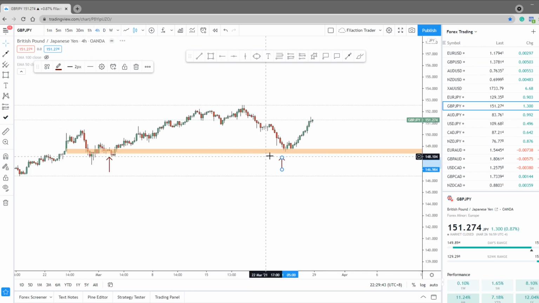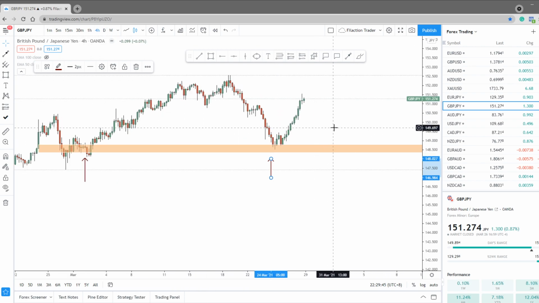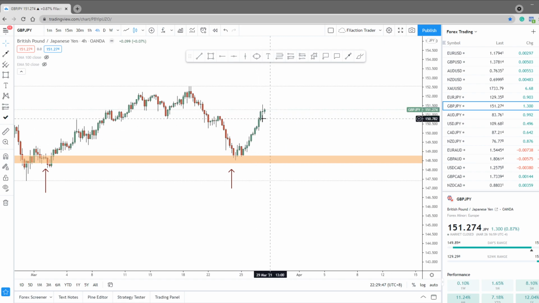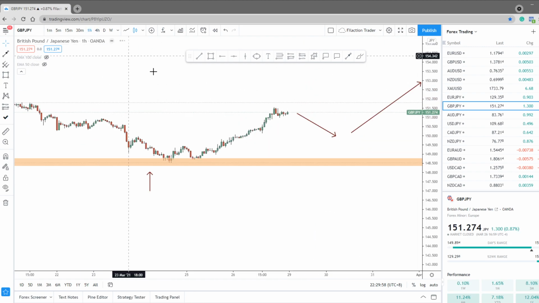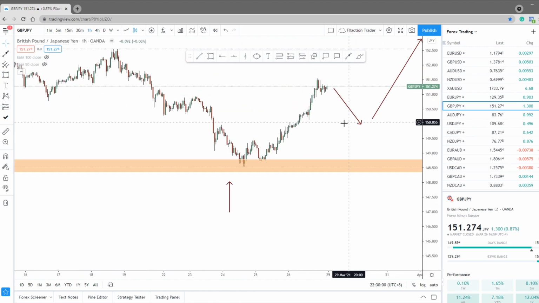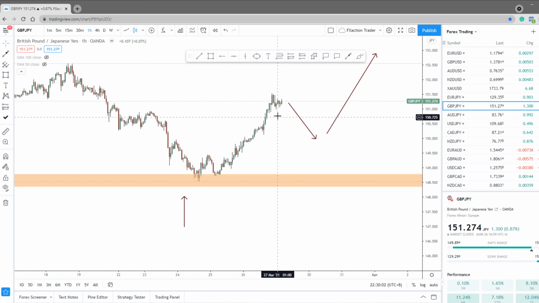So on H4, we are going to enter upon a pullback. All right, we are not going to buy at a high level. What we have to do is wait patiently for the market to do a pullback. And from here, we only look for our buy trade, or we can even go to a smaller time frame to look for a trend continuation signal after the pullback.